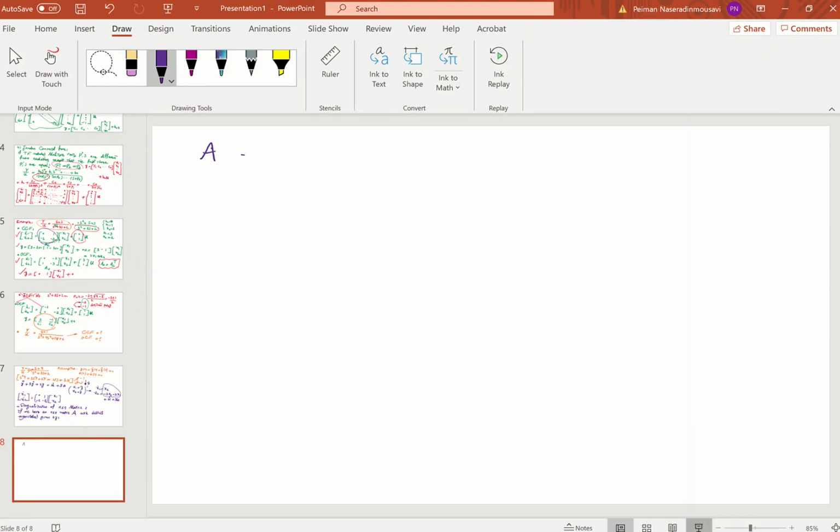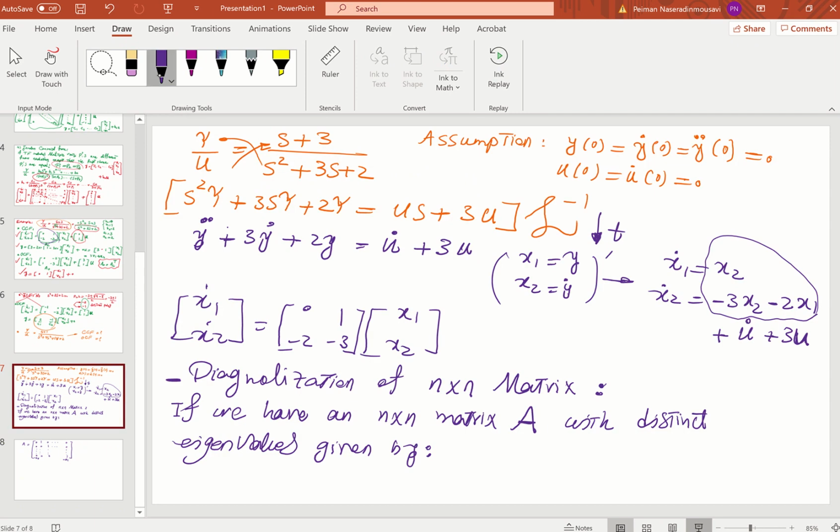Suppose this is the n by n square matrix. This matrix, guys: 0, 1, 0. Remember, controllable canonical form. 0, 1, 0. And 0, 0, 1, and a2, minus a1. Okay, so this is the controllable canonical form. You can make it a diagonal matrix, guys.